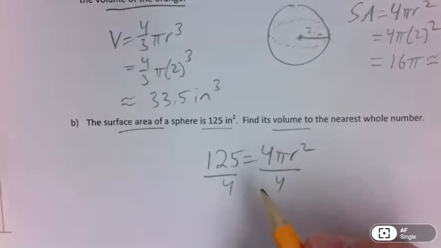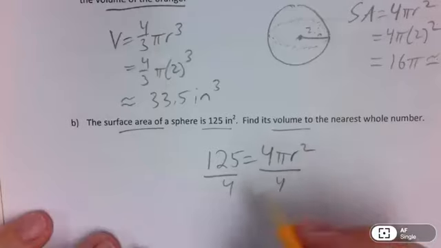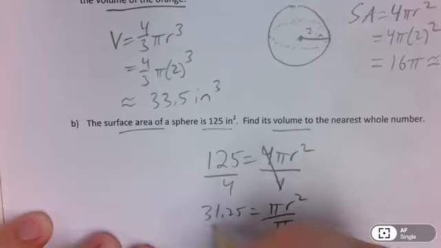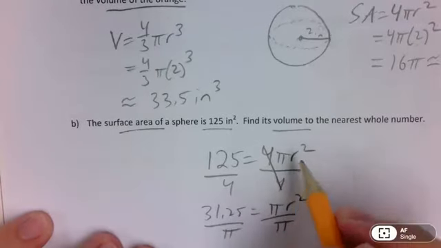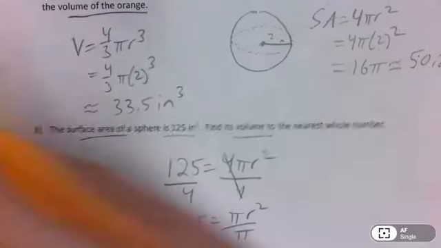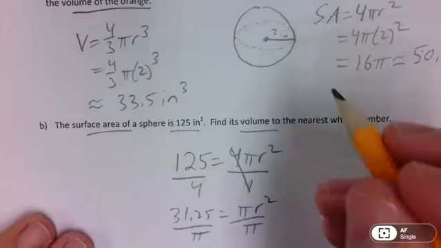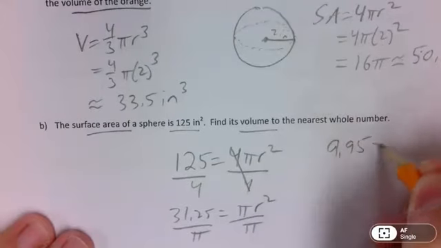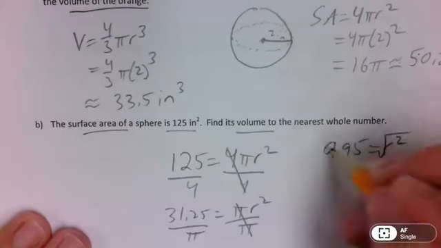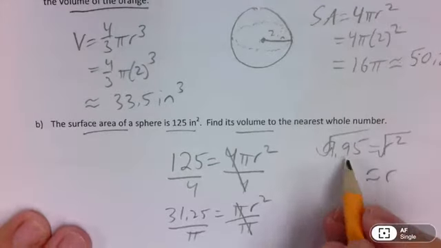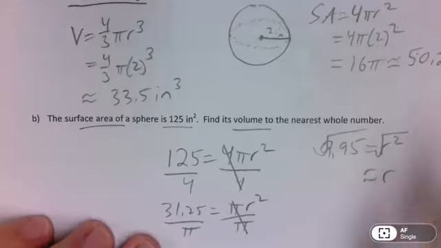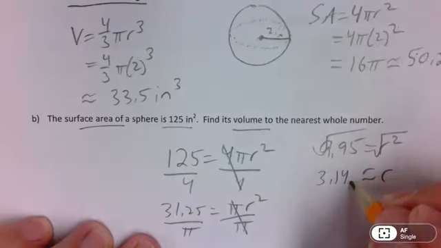125 divided by 4 is 31.25 equals pi r squared. Now I can divide by pi. You can do this in one step if you want, by the way. You just have to make sure you put the 4 pi in parentheses. So 31.25 divided by pi is about 9.95, and that's r squared, because the pi's cancel out. Then I have to take the square root of both sides. This is almost 10, so it's probably a little over 3. I get 3.15 is the radius, and that's going to be inches.